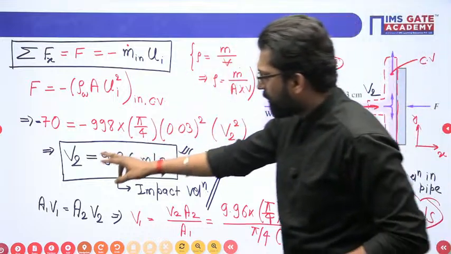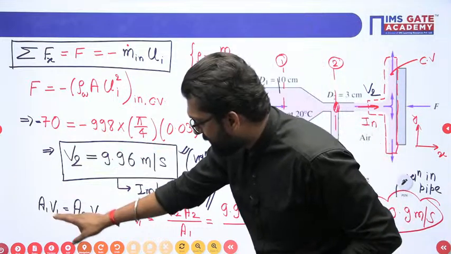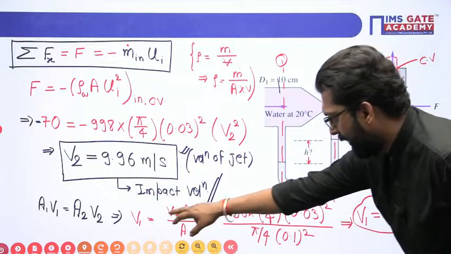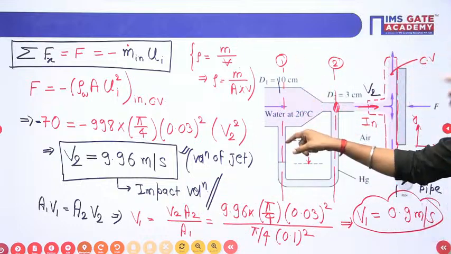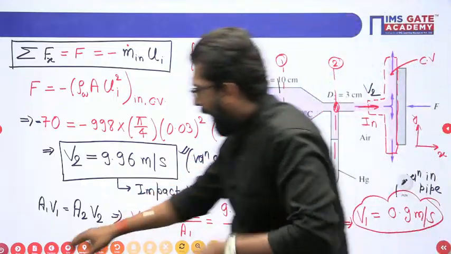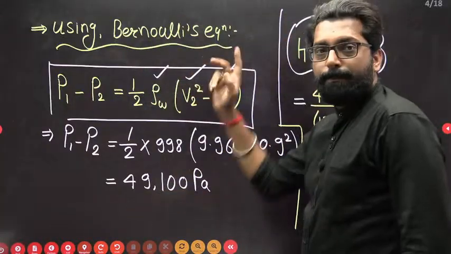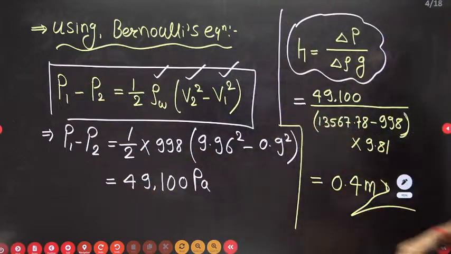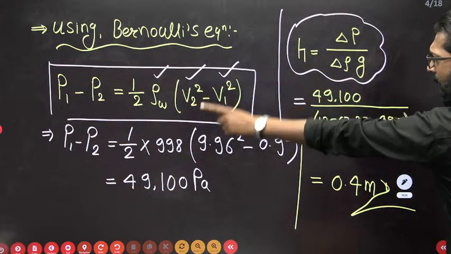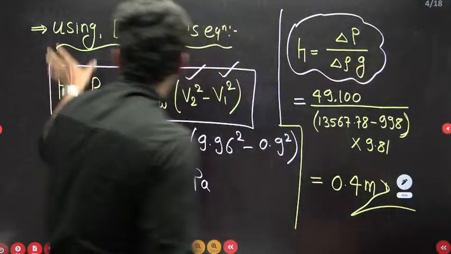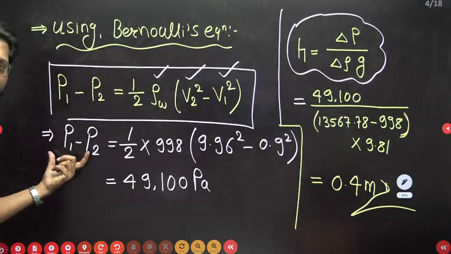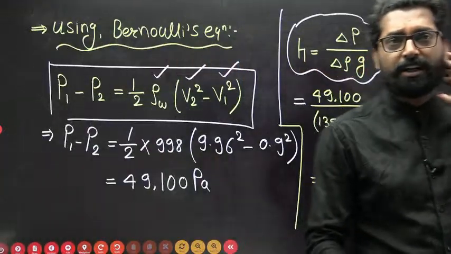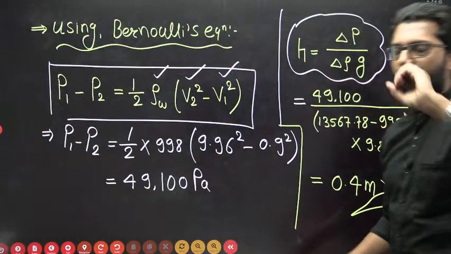With the help of the conservation of mass equation, you can find the inlet velocity in the pipe. After calculating the velocity difference, apply Bernoulli's equation and find the pressure difference. Once you have the pressure difference, you can apply the manometric equation and find the manometric deflection. Clear?